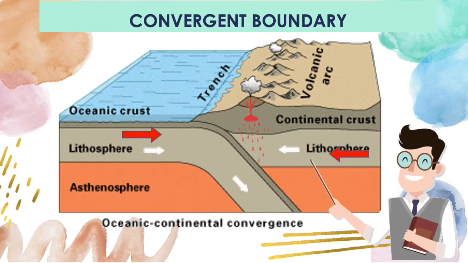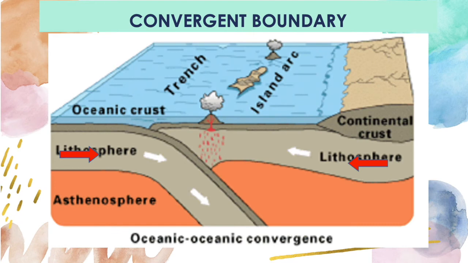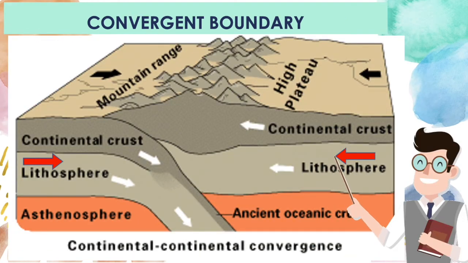There are three types of convergence. The first one is the oceanic-continental convergence. These form trenches, destructive earthquakes, and rapid uplift of mountain ranges, as well as the building of volcanic arcs. The second one is the oceanic convergence. These also form trenches like the Marianas Trench and volcanic arcs. And the last one is continental convergence. These form mountain ranges like the Himalayan range.